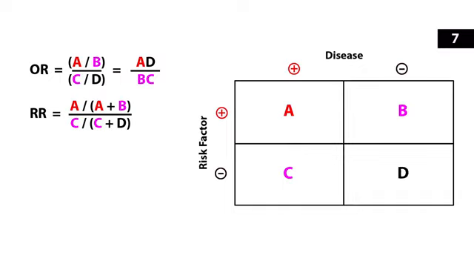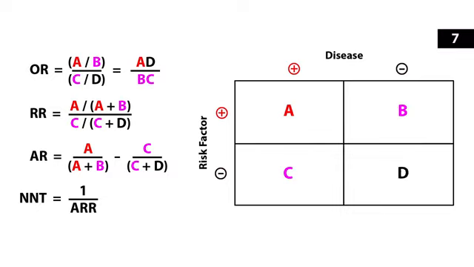Relative risk is A over A plus B divided by C over C plus D. This is the probability of acquiring a particular disease in a group with risk factors or exposures, compared to a group without the risk factor or exposures. Attributable risk is the risk of developing a disease in a group with the risk factors minus the risk in the group without the risk factors. Or A over A plus B minus C over C plus D. And the number needed to treat is just 1 divided by the absolute risk reduction.